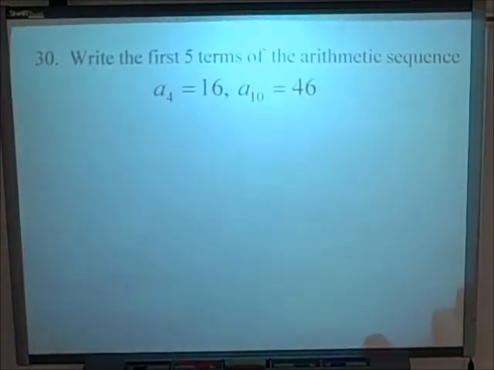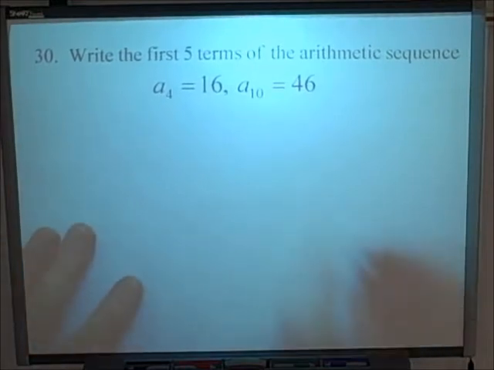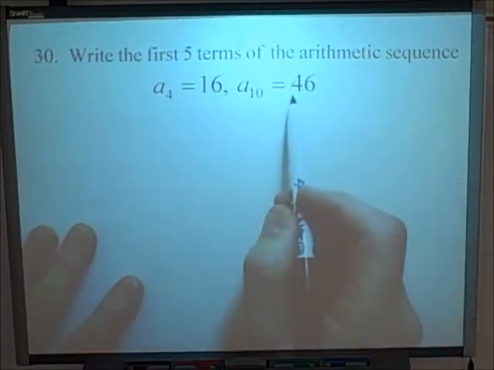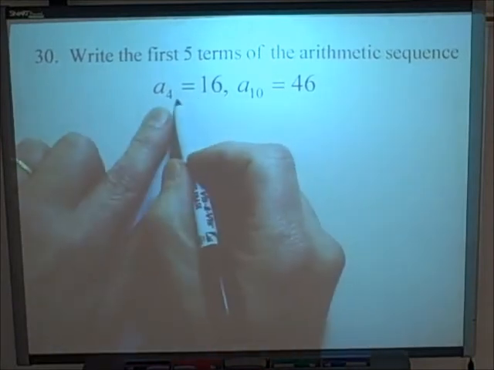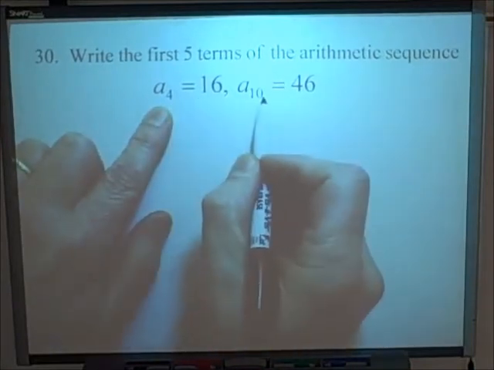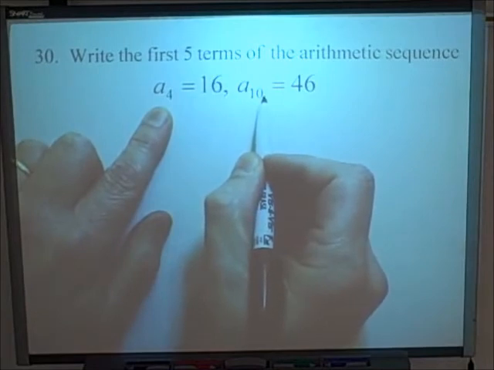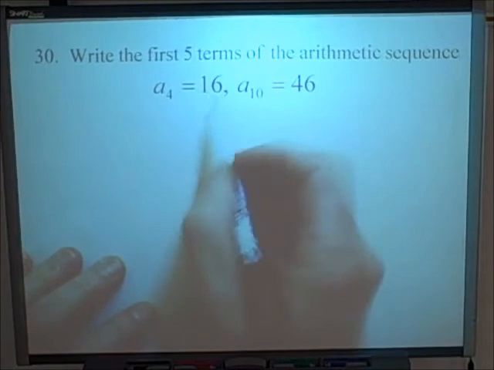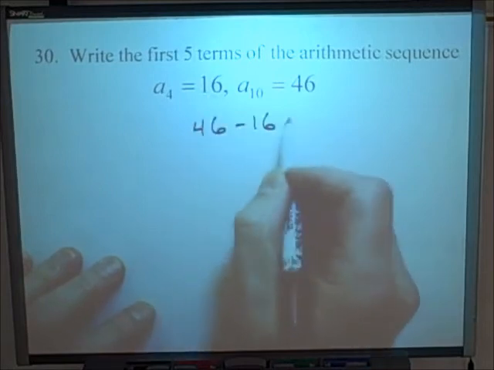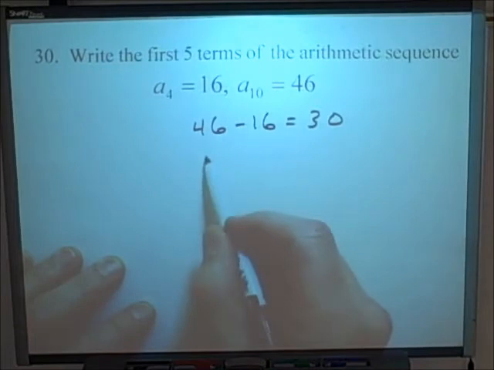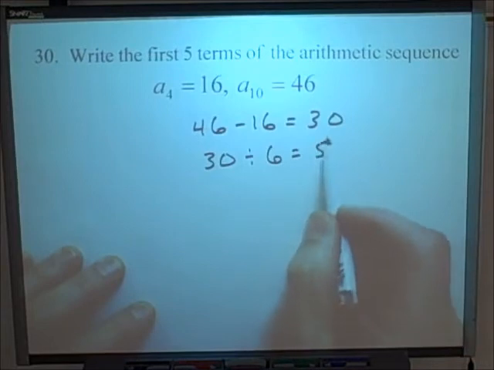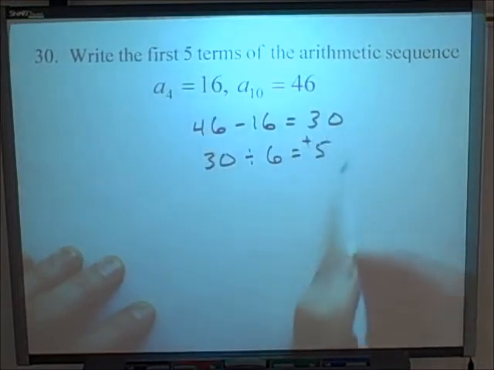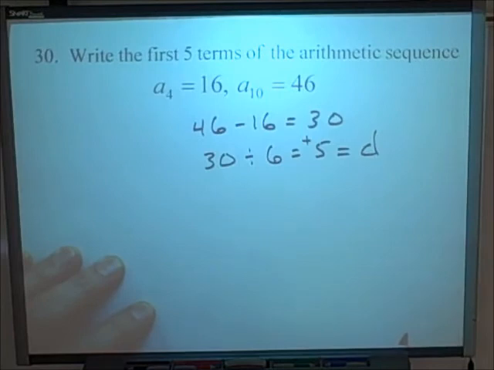All right, not so bad. Problem number 30. You get a lot of these problems throughout this chapter. Write the first 5 terms of the arithmetic sequence. We've got a 4th term, we've got a 10th term. Let's try to do that without our little chart we just used. How many steps from the 4th term to the 10th term? 6 steps. 6 steps to increase by 30. Therefore, each step is 5, and we're getting bigger, so D is positive 5.